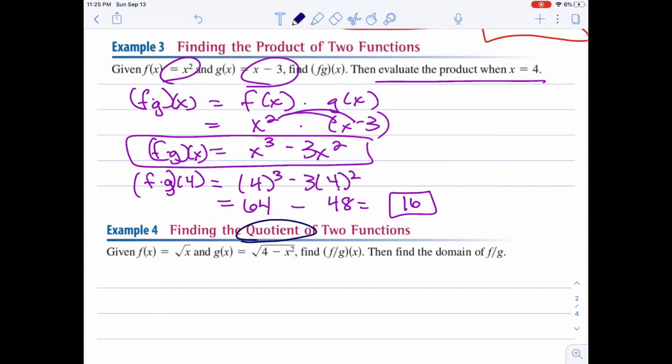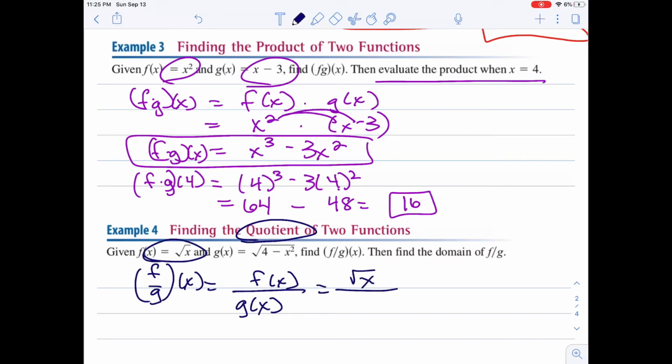And then our last one, we're going to find the quotient, which remember, if we're looking for f over g of x, that's the same as f of x divided by g of x. So we're going to plug this in. This is f of x on top, g of x on the bottom.